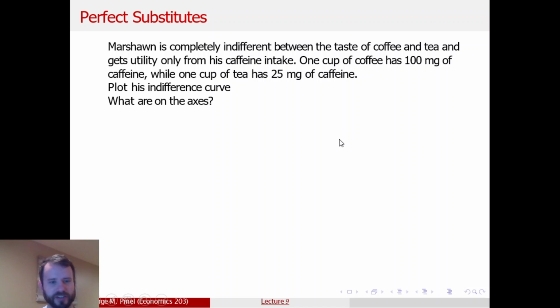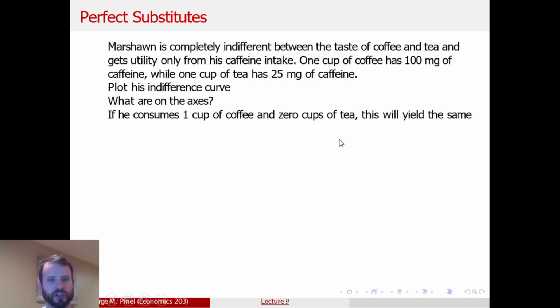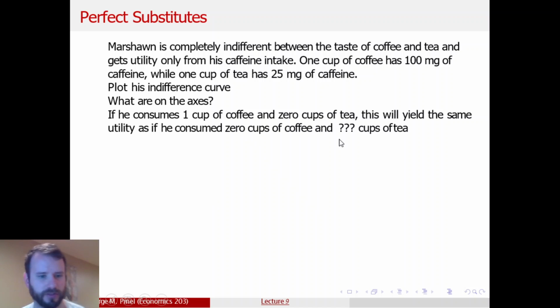So let's plot his indifference curve. What goes on the axes? Well, it should be the goods. It should be coffee and tea. If he consumes 1 cup of coffee and 0 cups of tea, this will yield him the same utility as if he consumed 0 cups of coffee and how many cups of tea.